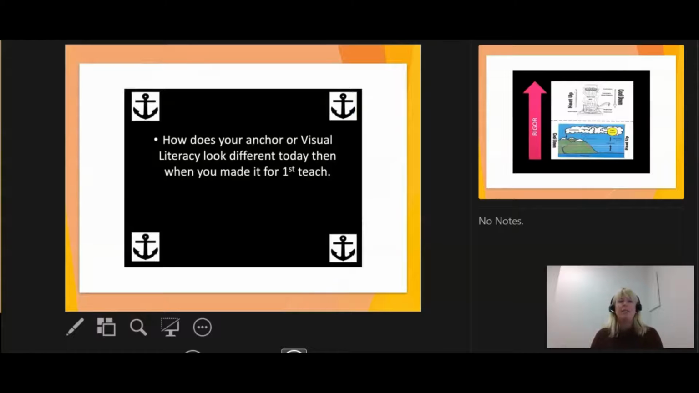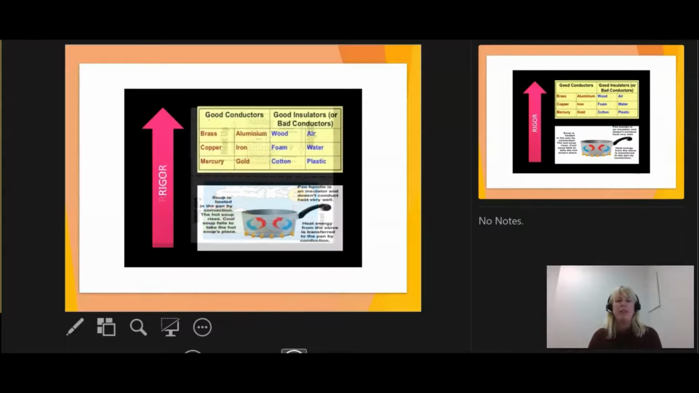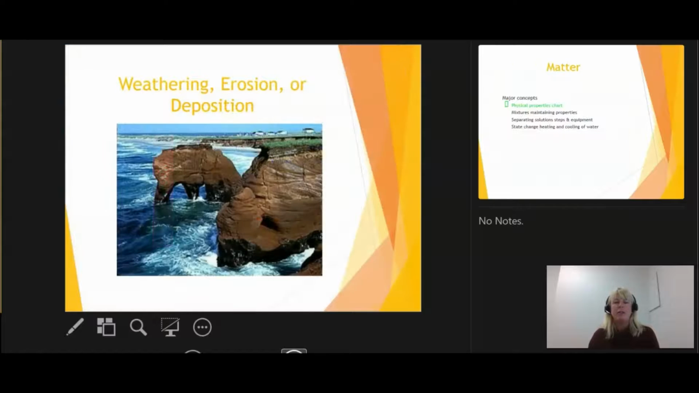Next, let's go into anchors. How does your anchor or visual literacy look different than when you made it for First Teach? Here's some examples. First Teach might have looked at the bottom, but obviously as we move throughout the year, the anchor needs to look different because we have a different level of conceptual knowledge. Same thing for conductors. Do your students know that good conductors are very bad insulators and good insulators are very bad conductors? It's a fun way to practice vocabulary when you tie it to these keywords.